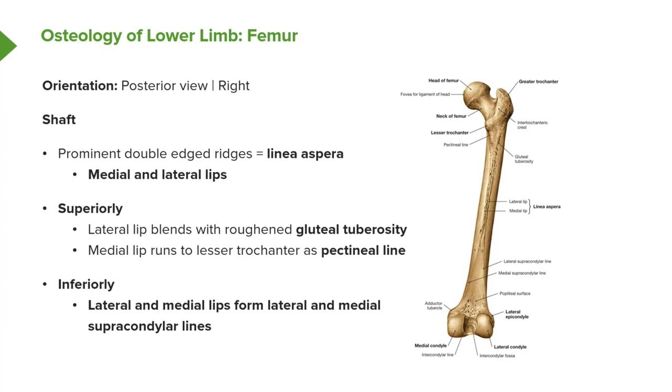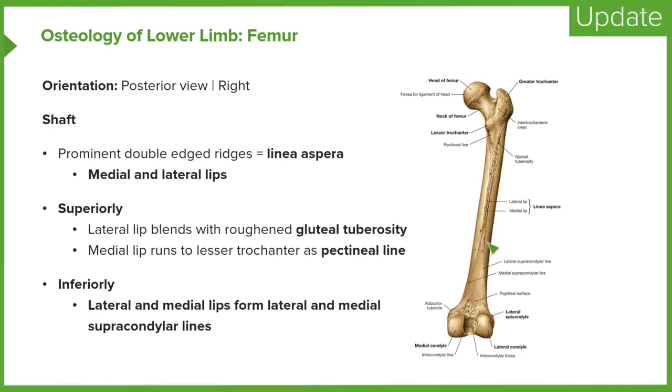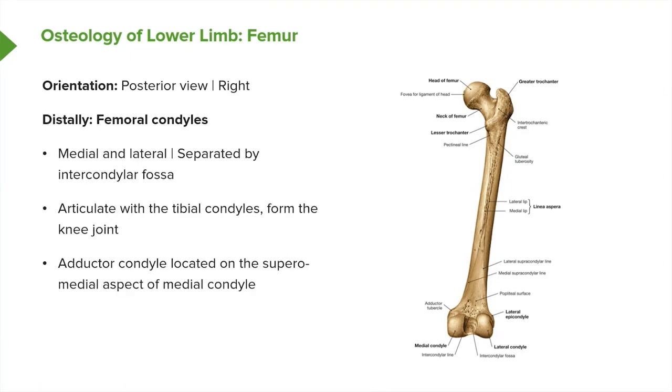Superiorly, the lateral lip blends with the roughened gluteal tuberosity, and the medial lip runs to the lesser trochanter as the pectineal line. And we'll see some important muscles attached here, like pectineus. The medial lip becomes continuous with the spiral line, whereas the area between the medial and lateral lips forms the pectineal line. So distally, we can now clearly see our large femoral condyles.